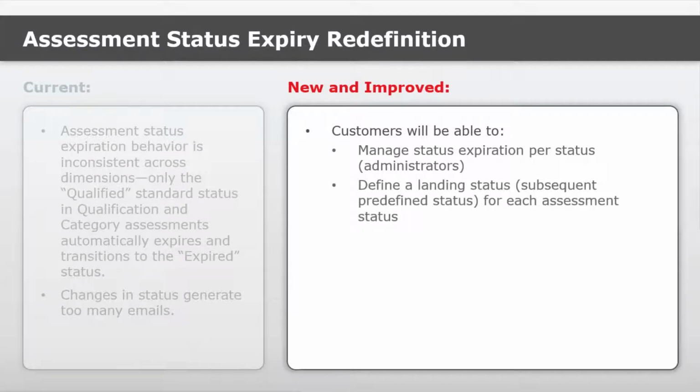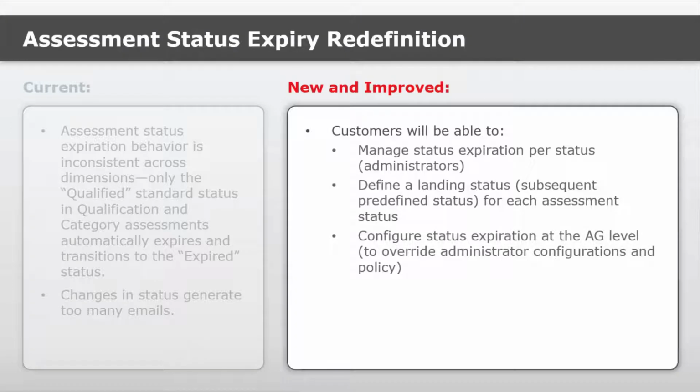Therefore, in the upcoming release, customers will have the ability to manage each status's expiration and decide whether or not the approaching expiration date and expiration date alerts should be emailed to recipients. They'll also be able to define what assessment status or landing status the assessment will transition to automatically. In addition, they'll be able to redefine the status configurations at the assessment group level, which will override administrator configurations. With these improvements, there will also be a reduction in the number of alert emails generated by the system from 18 emails to 4 emails, 2 emails for approaching expiration date and 2 emails for expiration date.